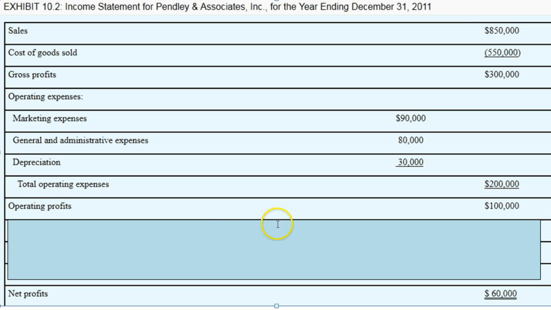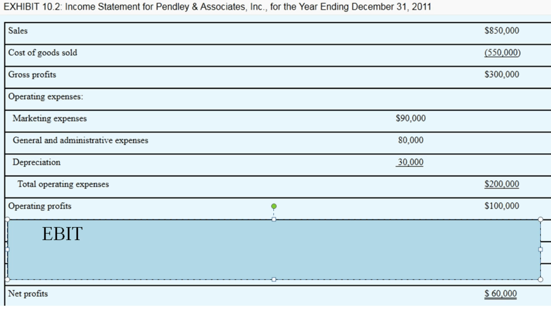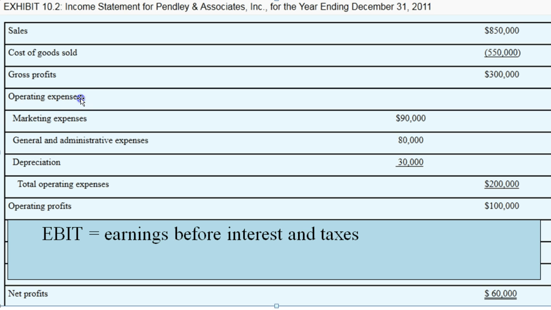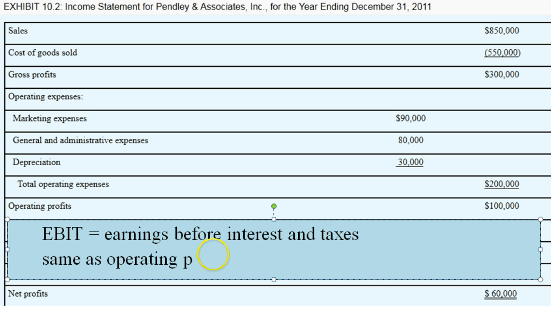Operating profit is also called earnings before interest and taxes, or EBIT. I especially like using the term earnings before interest and taxes because it makes it very clear what you're talking about. Remember that we have 4 categories of expenses we're looking at: cost of goods sold, which we've taken care of, and operating expenses, which we've taken care of. And so what we have at this point is our earnings before we've taken care of interest and taxes. Operating profit is the term that's being used here in this example, but it means exactly the same thing.